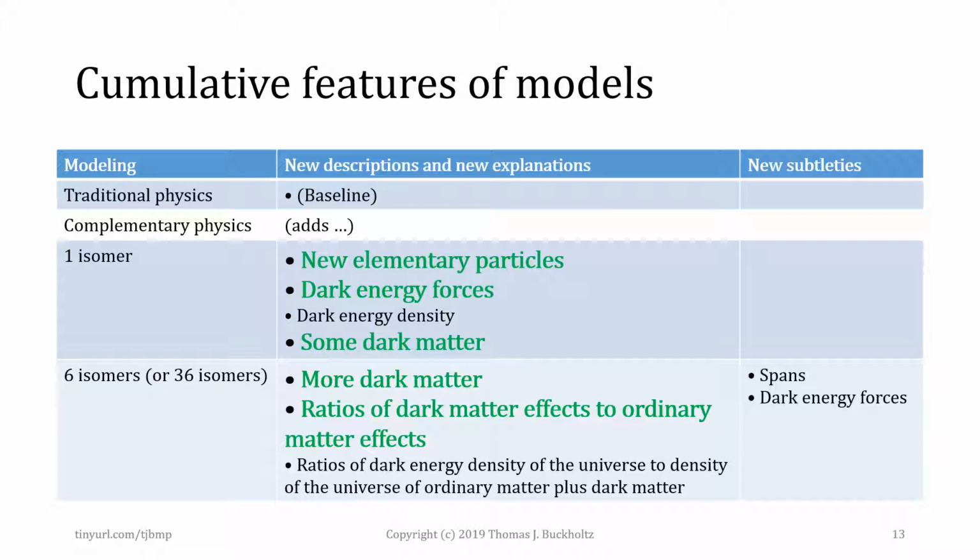This slide re-shows an earlier table. One topic that we have not addressed is the possibility that nature embraces 36 isomers of charged elementary particles. The possibility correlates with the notion that the span of 6 for monopole gravity might be orthogonal to the span of 6 for quadrupole electromagnetism. For the purposes of this presentation, the main significant consequence would be an additional possible explanation for the non-zero density of the universe ratio of dark energy to dark matter plus ordinary matter.